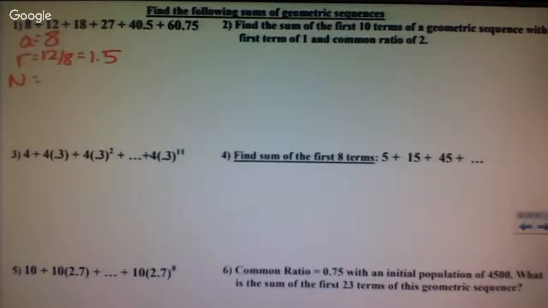You can count them. 2, 4, 6. There's 6 numbers there, so my N value is 6. So literally, we do 8 times 1.5 raised to the 6 minus 1, over 1.5 minus 1.